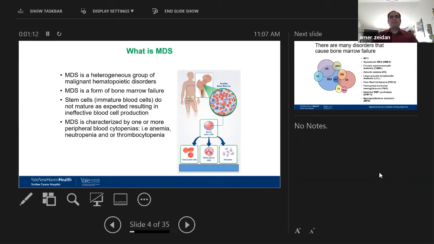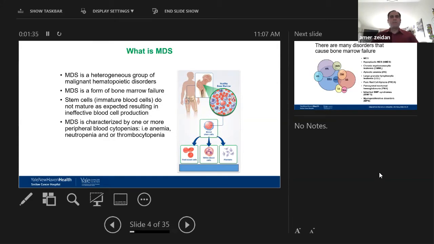So there are some features that are present in every kind of MDS, which include bone marrow failure. So bone marrow failure means that the bone marrow is not doing its normal function. The bone marrow is like the kidney, the liver. It's an organ that performs a certain function, which is to make blood cells. Those include the red blood cells, the white blood cells, and the platelets.